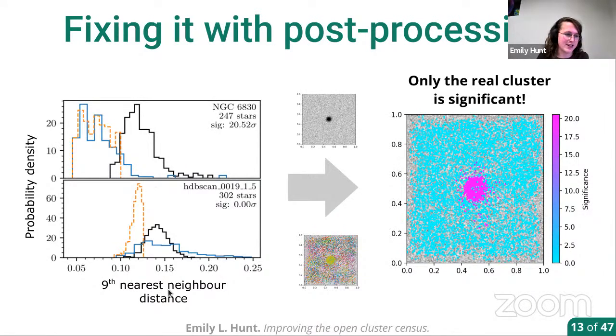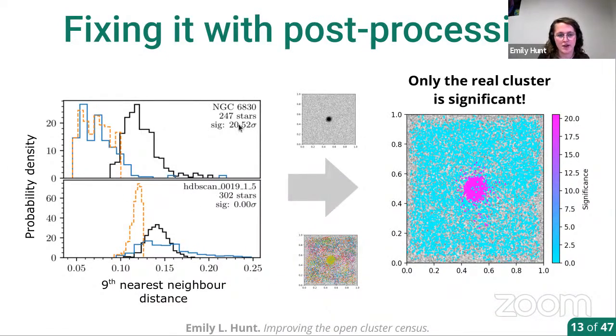Basically, these are the nearest neighbor distances, and this is the probability density of a given point in a cluster having a nearest neighbor distance at some particular distance. In blue here is that for a real, very well-behaved cluster, and then in black is for the field surrounding that cluster. You can see in this case that the cluster looks very, very distinct from the field around it, but on the other hand, this cluster that I thought was a false positive looks very, very similar to the field.